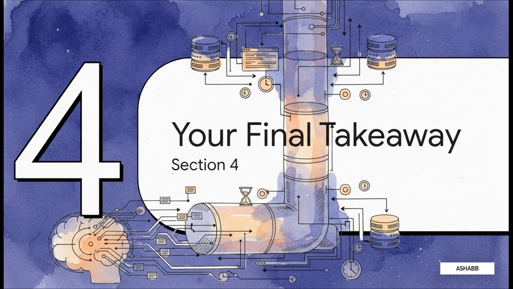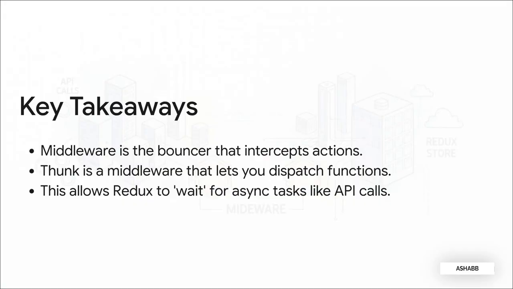Okay, that was a lot, so let's boil it all down. If you're going to remember just a few things from all this, what should they be? Let's hit the big takeaways. First, just remember, middleware is the bouncer at the club door, and it intercepts every single action. Second, a thunk is just a special kind of middleware that lets us dispatch functions instead of objects. And third, that one simple trick is what gives Redux the superpower to finally pause and wait for things like API calls to finish.